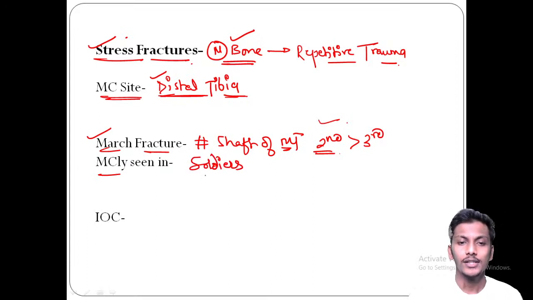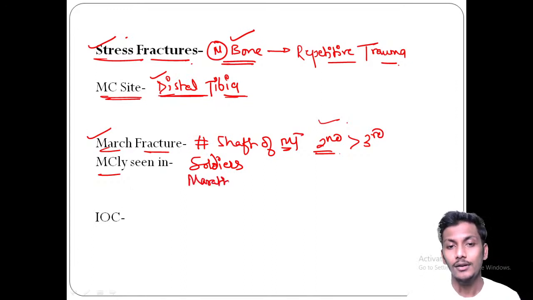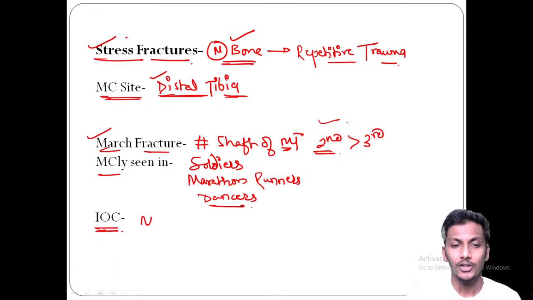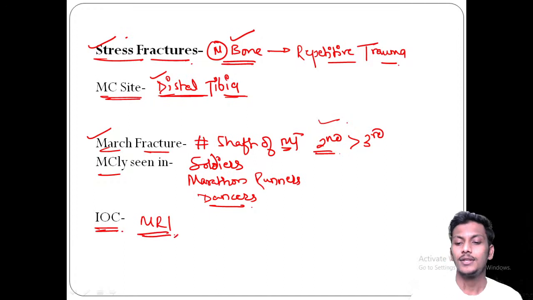Soldiers, due to repetitive trauma. Also we can see this same thing in your marathon runners, and lastly in your dancers too. So please remember, soldiers, marathon runners or dancers are the professions in which march fracture is very common, which is the fracture of the shaft of metatarsal, more common of the second than the third one. And what is the investigation of choice for your march fracture? Usually the investigation of choice for your march fracture is your MRI, magnetic resonance imaging.